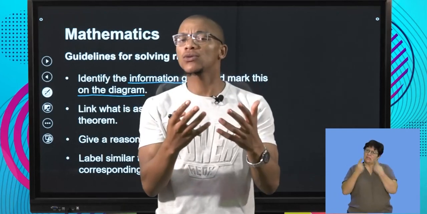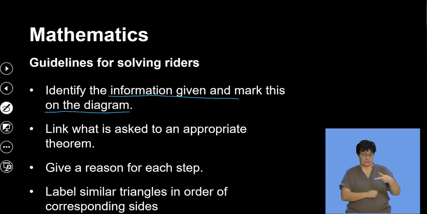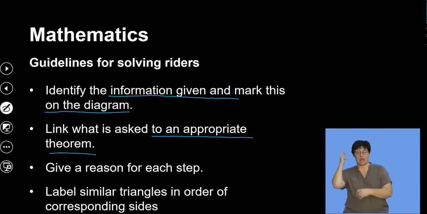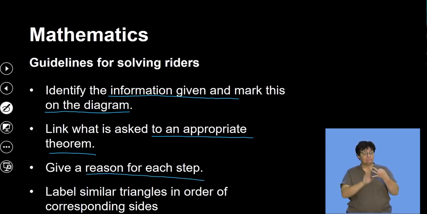So that's what I'm going to try and show you. Then, the second point is you link what is asked to an appropriate theorem. As soon as they want you to find a side, make sure that you mark the triangle that they want it from, or you mark the square, or you mark the shape that they want you to find, whatever is asked in the question. Then you always give a reason for each step unless you are adding things.